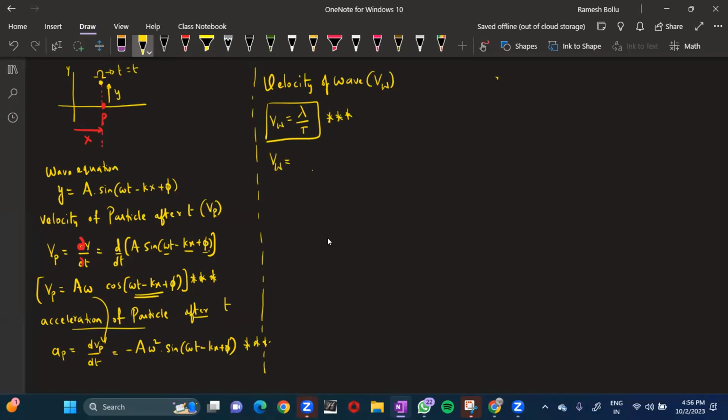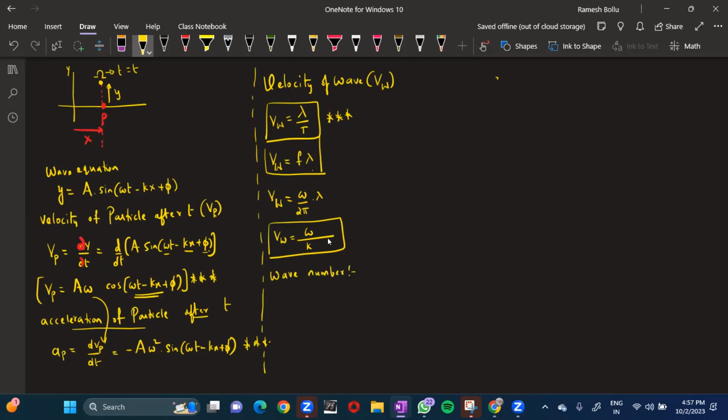You can also write the reciprocal of time period. What can we write, children? Frequency into wavelength, the velocity of the wave. f can also be written as omega by 2 pi, into lambda also I can write. And 2 pi by lambda is nothing but wave number. So here we have one more parameter called wave number, children.